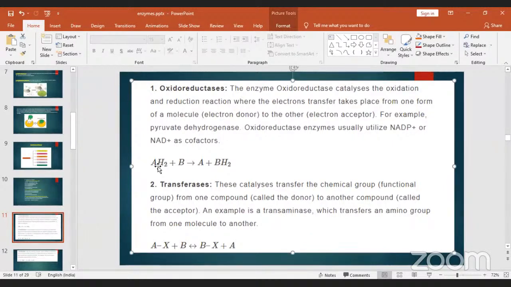Pyruvate dehydrogenase. In this reaction, what is the definition given? Transfer of hydrogens or electrons from one place to another. As in the first case, AH2, these hydrogens transfer to B. So this is oxidoreductases.